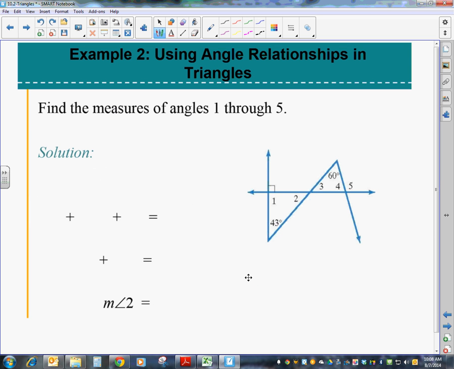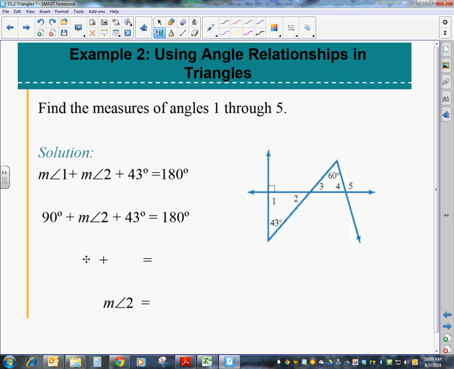All right, next example. We're going along the same concept. We're trying to find all these angle measures 1 through 5. So, hopefully you can see, we'll start with this triangle because I know what the measure of angle 1 is. Because of my symbol here telling me it's a right angle, I know that 1 plus 2 plus 43 are in a triangle, so they're all going to add up to 180 degrees. The measure of angle 1 is 90. The measure of angle 2, we don't know. And of course we have our 43 and our 180.